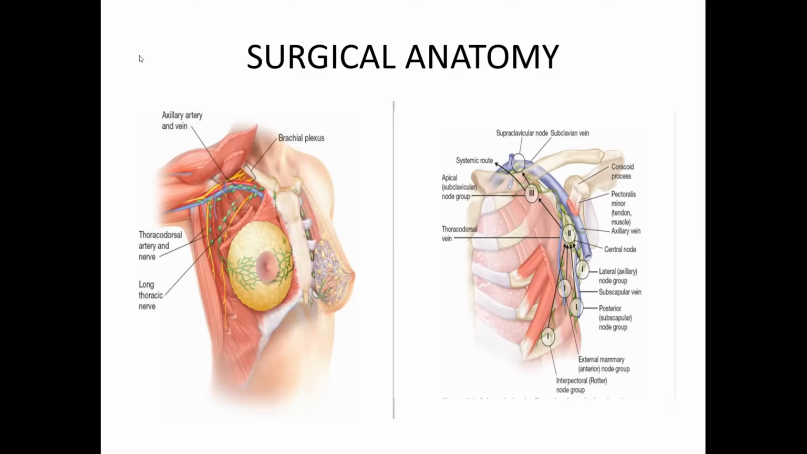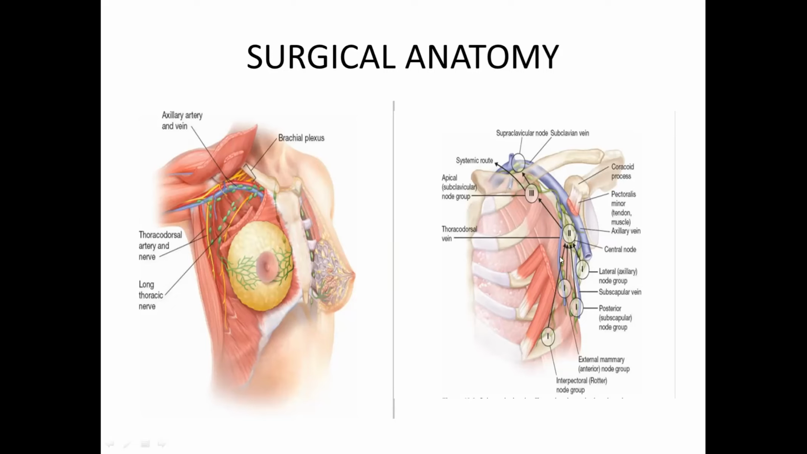Of note are three nerves which are important here. The long thoracic nerve, which supplies the serratus anterior, the thoracodorsal nerve, which supplies the latissimus dorsi, as well as the lateral pectoral nerve, which supplies the pectoralis major.